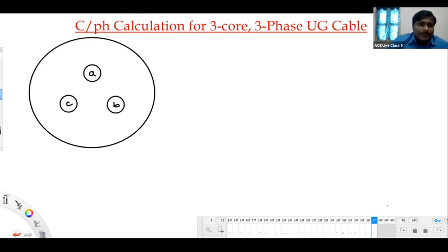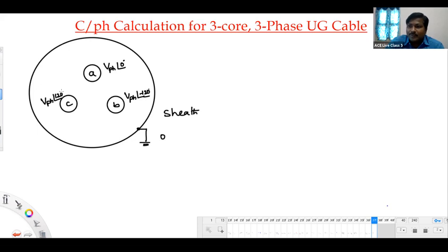Look here please. The sheath is connected to ground, as we have already mentioned, so it is operating at 0 potential. Now let's check the conditions for capacitance formation. Two conducting bodies should be there, between them we should have some dielectric material, and there should be a potential gap.